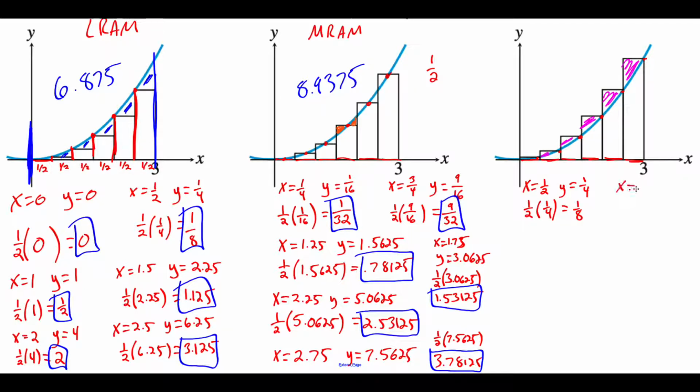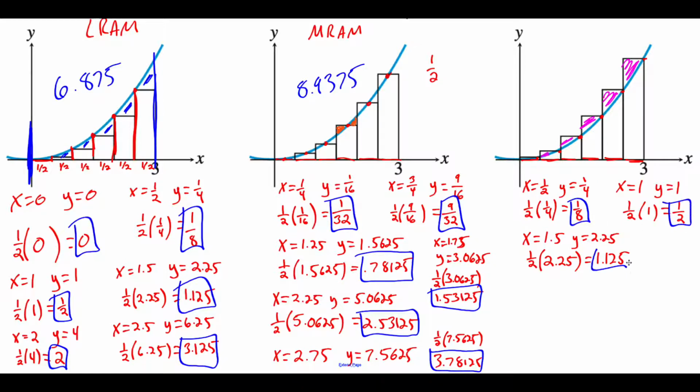Now the second rectangle has its right endpoint at 1, since each one of these is spaced 1/2 over. So that's an x value of 1. Plugging that into our function, we get a y value of 1. So then if we take our base width of 1/2 times that height of 1, that's going to contribute an area of 1/2. This next right endpoint is at an x value of 1.5. And if I take 1.5 and plug that into my function and square it, that gives me a height of 2.25. So taking that base width of 1/2 and multiplying by 2.25, that's going to give me an area of 1.125.